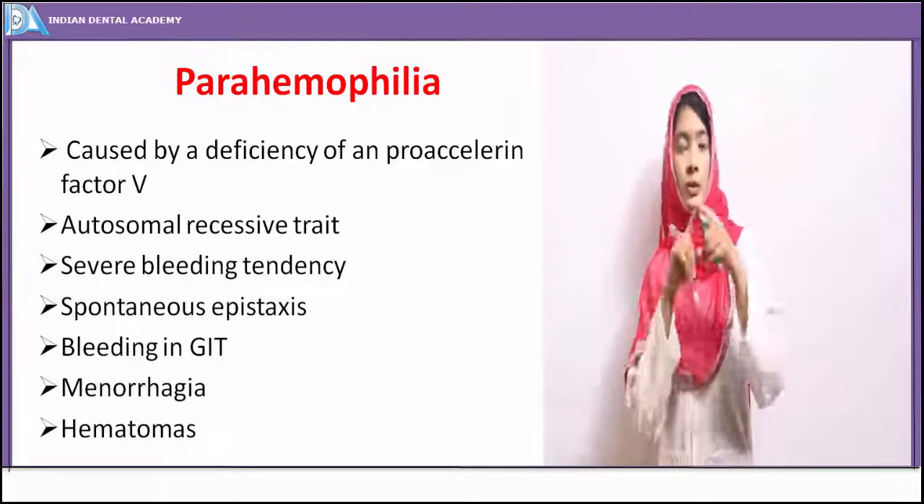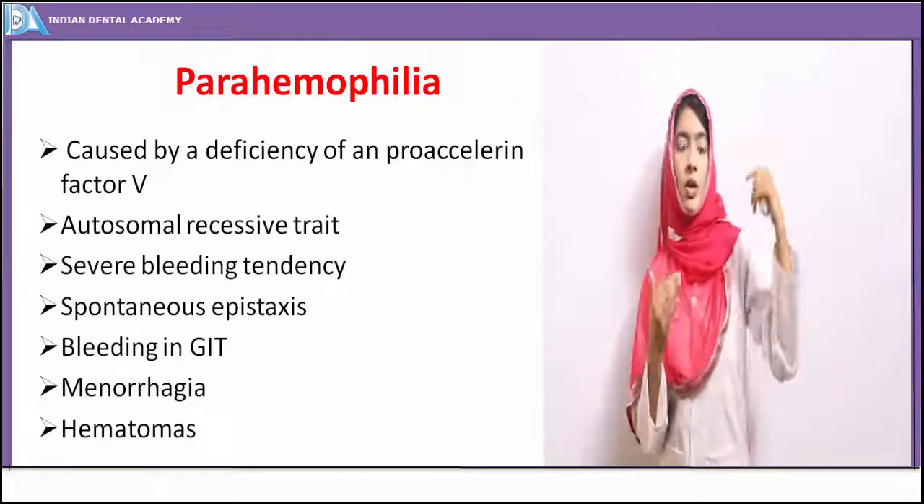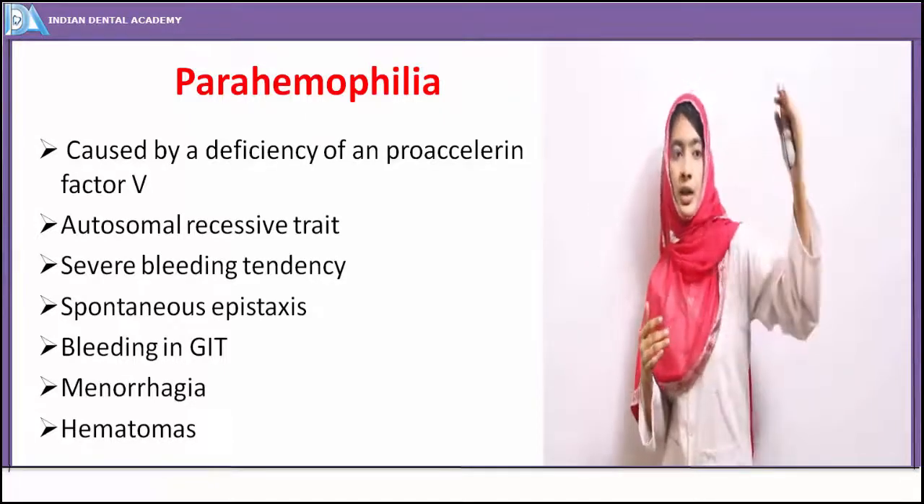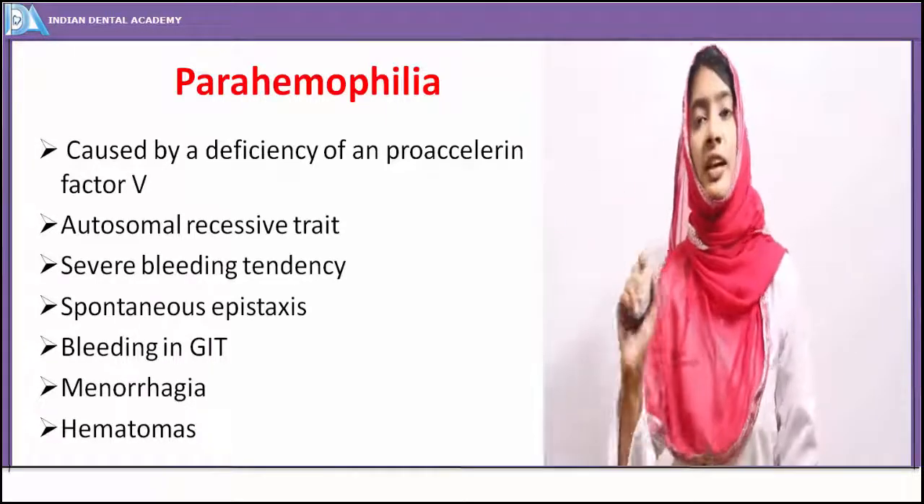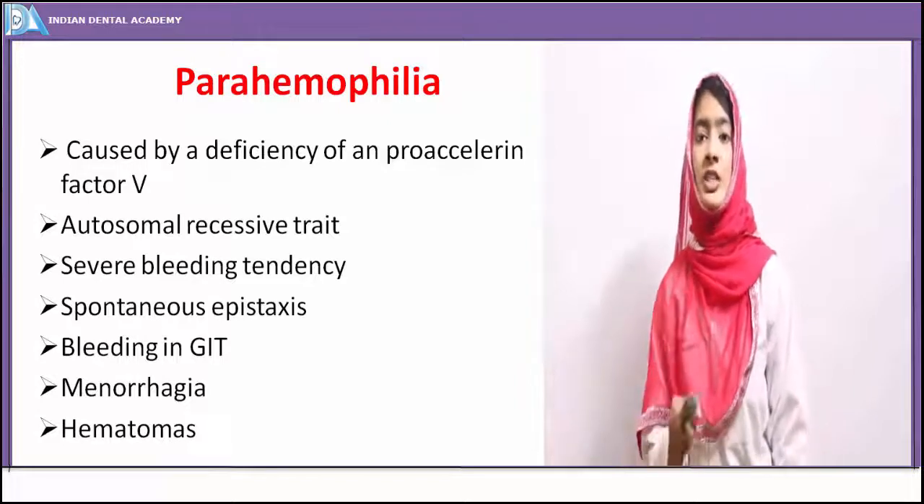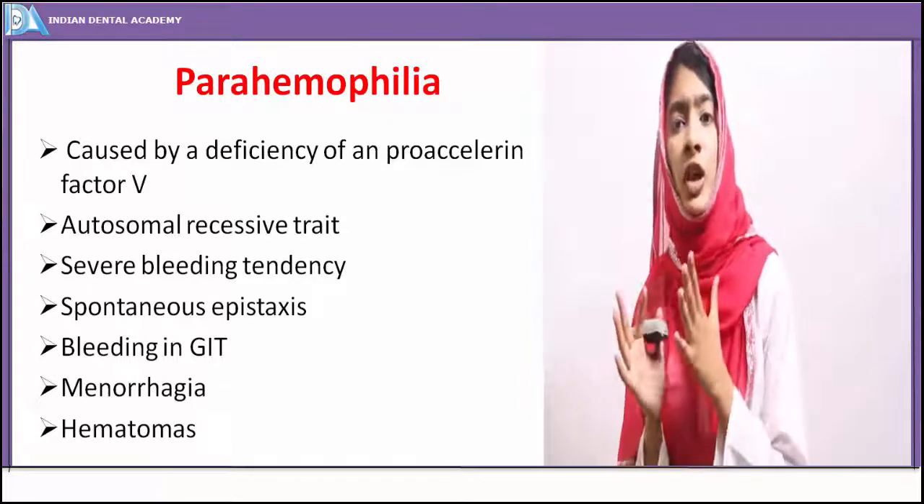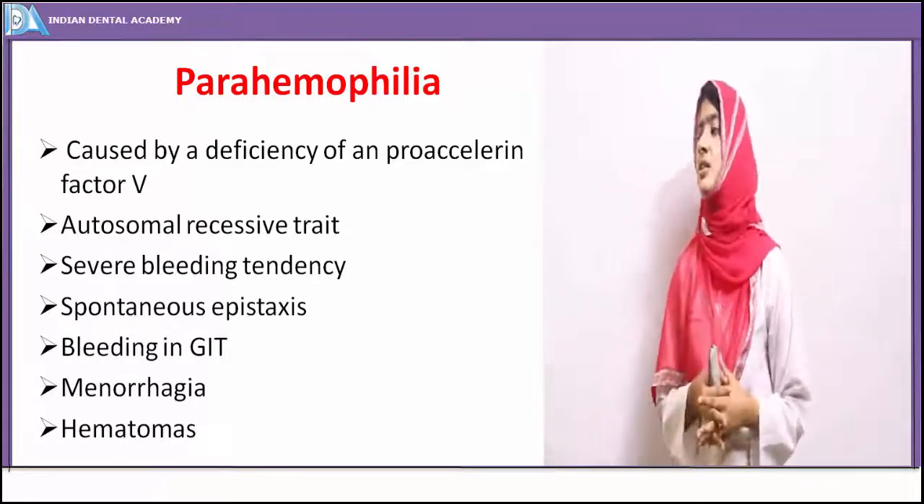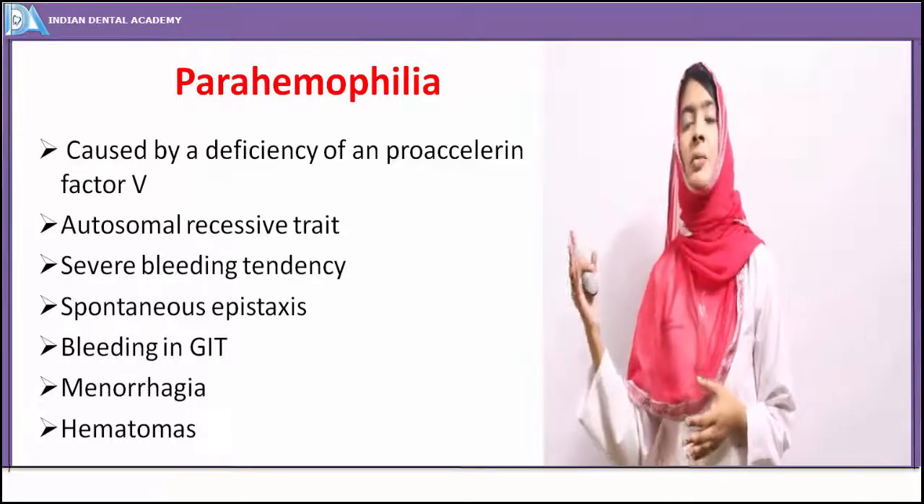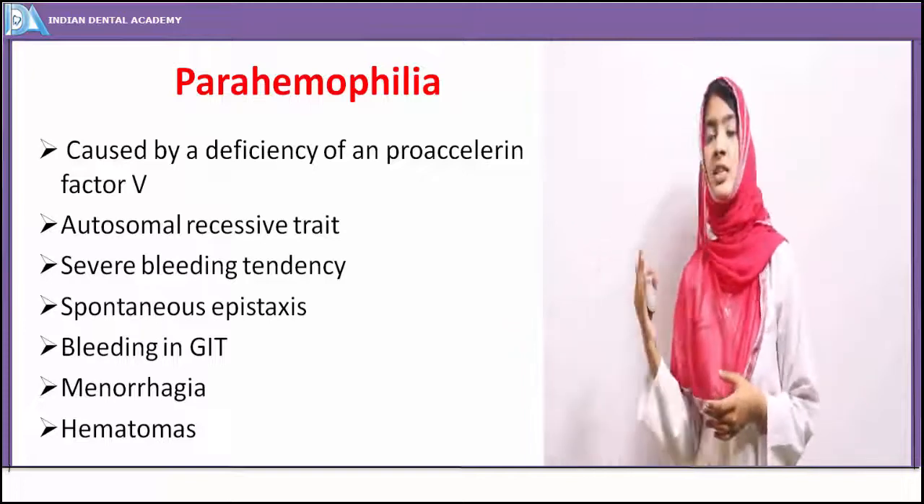We know the blood coagulation pathway. So there are a lot of factors helping in the formation of the ultimate clot. So the deficiency of factor 5, or proaccelerin, leads to inability to form thrombin. So this thrombin is not formed, so invariably blood doesn't clot. Parahemophilia is transmitted as an autosomal recessive trait.